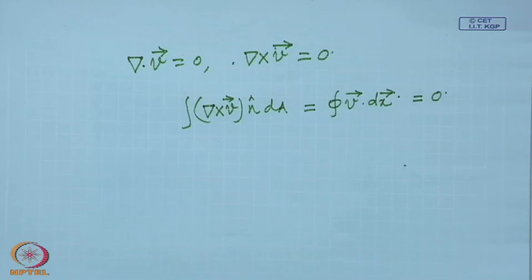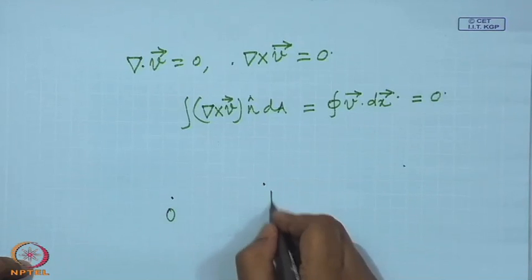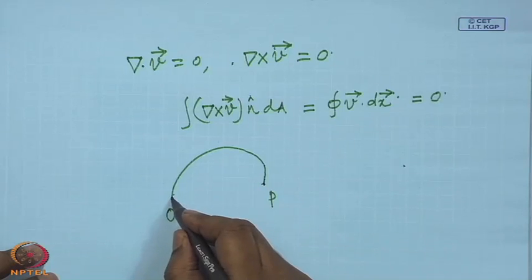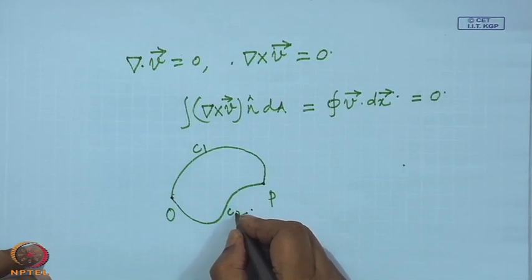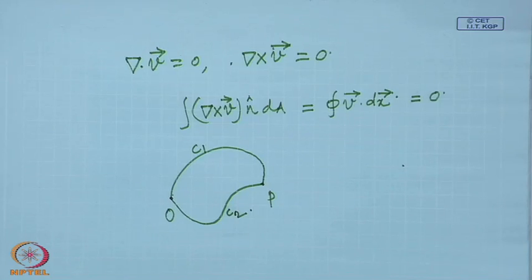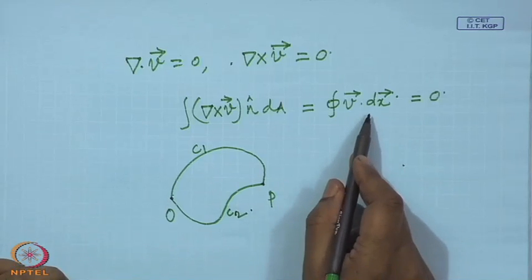Now, think about any two points within the fluid, and then consider two curves that join these two points, and let us say that these two curves form a reducible closed curve, like say these two points O and P, with one curve and the other curve. Then what does this equation give?